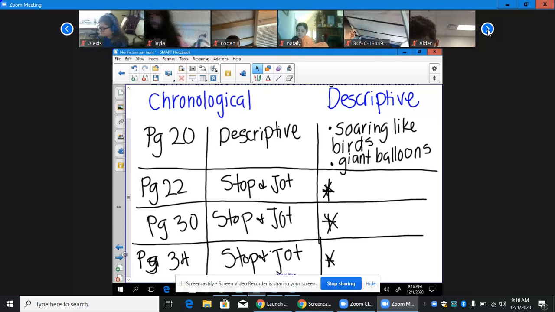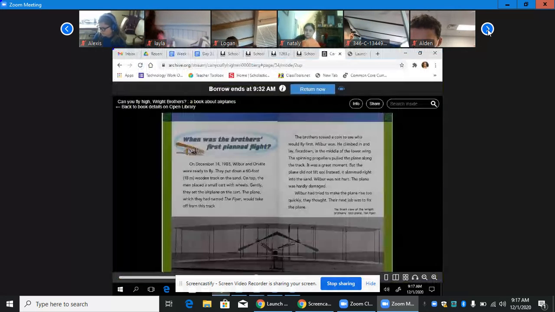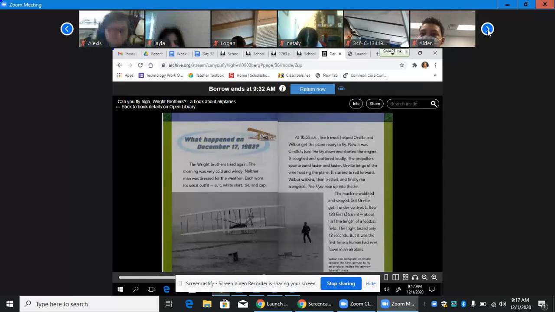All right, let's read to find out what happened 3 days later. This is the last page we're going to be reading today. What happened on December 17th? You will have an exit ticket for this page. You will have 2 exit tickets, actually.